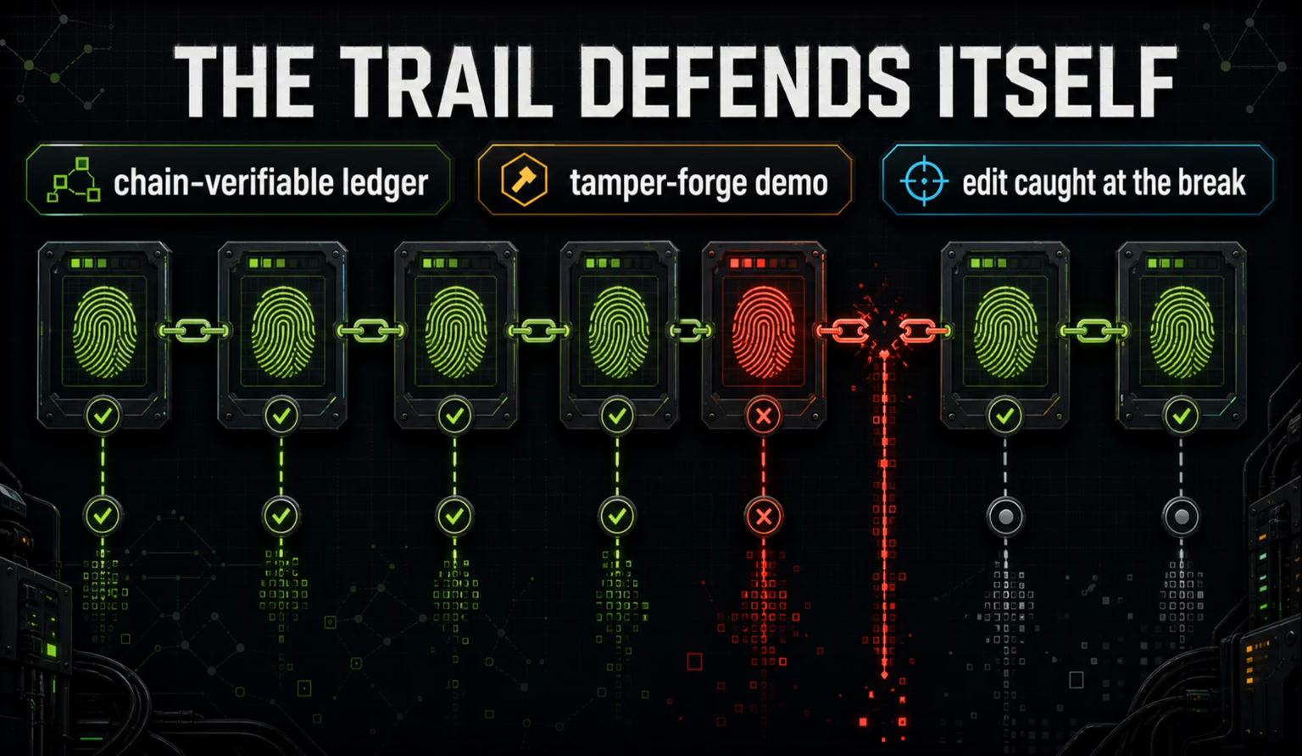Take an attacker who rewrites one committed world model. The chain walk flags the exact spot it breaks. Right. The verification is the point. So now you can show the catch instead of promising it.